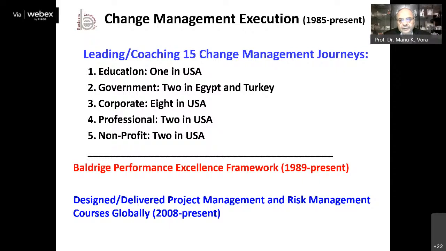And a lot of things I've learned, and the learning from these transformation journeys were conveyed to the AICTE committee to include those as practical applications so that the transformation or the implementation will be more effective. I've been fortunate to work with the Baldrige Performance Excellence Framework since 1989 when I was working at the AT&T Bell Labs, one of the best companies in the telecom business in the US at that time. And also fortunate to design and deliver project management and risk management courses globally since 2008. And we'll talk shortly, briefly about it as we go forward.